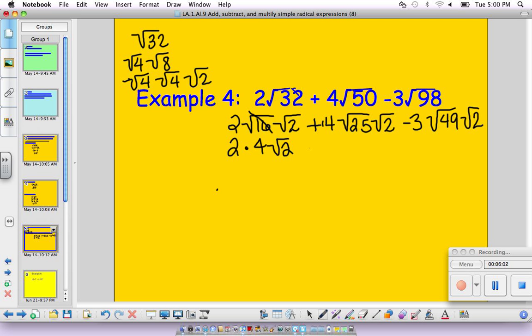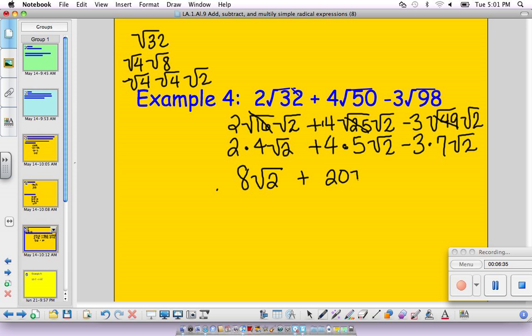plus 4. Square root of 25 is 5 times the square root of 2 minus 3. The square root of 49 is 7 times the square root of 2. Now I can multiply these constants. So I'm going to go back and have, this is 8 times the square root of 2 plus 20 times the square root of 2 minus 21 times the square root of 2.